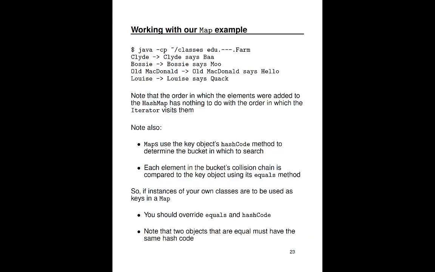When we run this class, here's what we get. We get Clyde, Bossy, Old MacDonald, and Louise all printed out. There are some interesting things to note here. With HashMaps, the order in which elements are iterated over has nothing to do with the order in which they were added to the map. Again, HashMaps don't maintain anything about the order of the key-value pairs. And this is okay, right? Do you really care what order they're in? No. If you don't, then let HashMap do its thing.